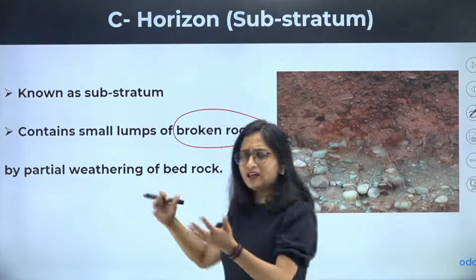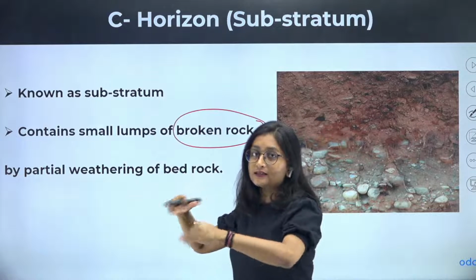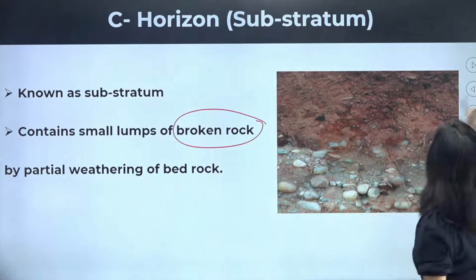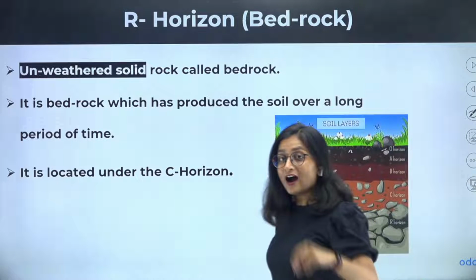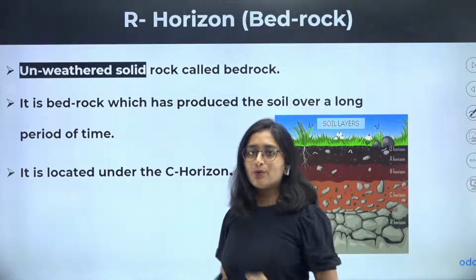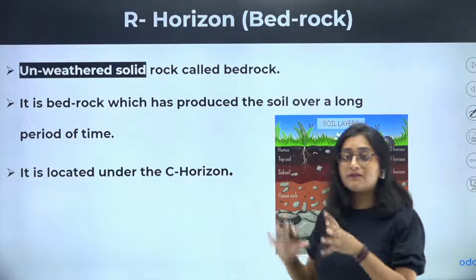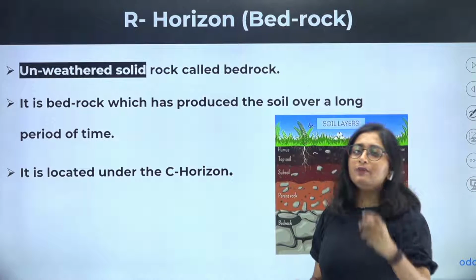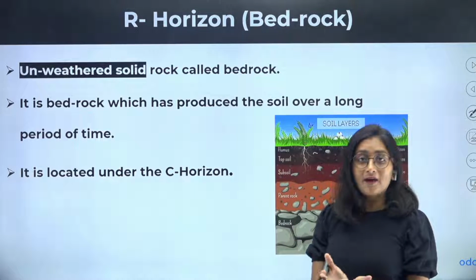By partial weathering, it gets broken down and forms the C horizon. But when you look at the last one, you will find that it is unweathered. It is not going to get broken as in the case of the C horizon. In the R layer, we will find that it is unweathered. It is not broken, it is a harder rock-like particle.